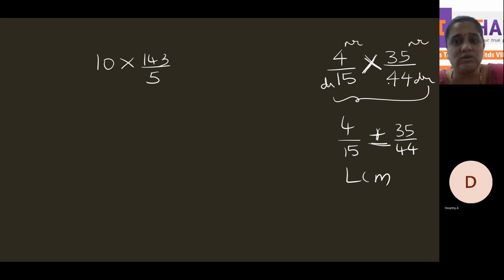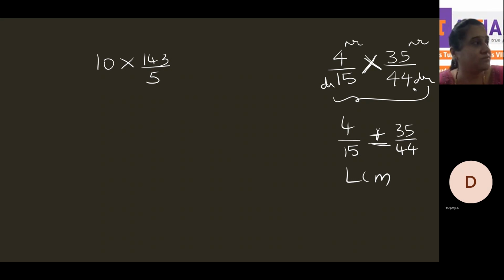Clear? So what we do, we take a number. You can take any number from the numerator. There are two numbers in the numerator and two numbers in the denominator. You can take any one number from the numerator and any other number from the denominator. Because you know that 4 and 44 come in the tables of 4, you can take 4 from the numerator and 44 from the denominator.